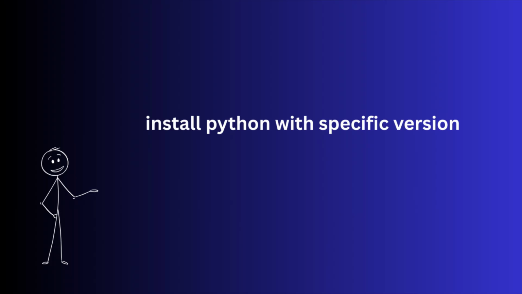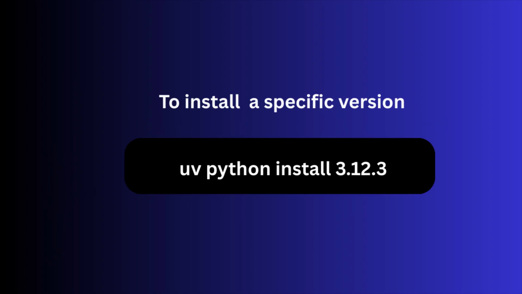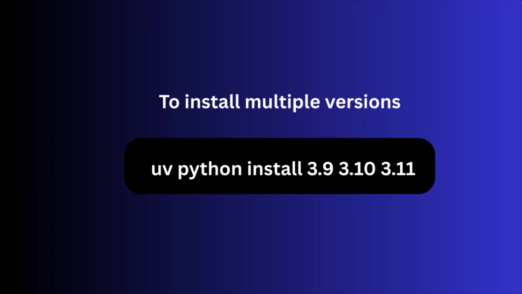One of the other great things about using UV is you can install Python with a specific version using a UV command. For example, if you want to install a specific version, you can use this command. To install multiple versions, you can use this command.